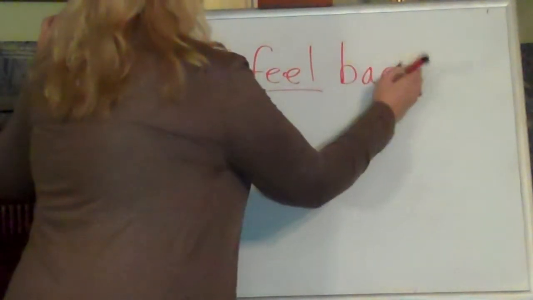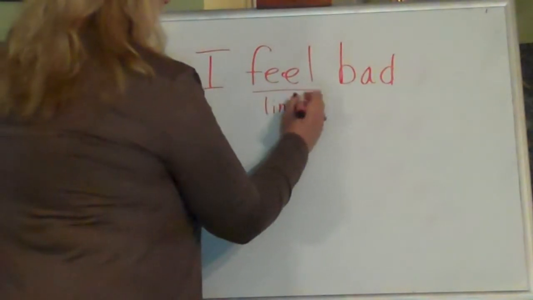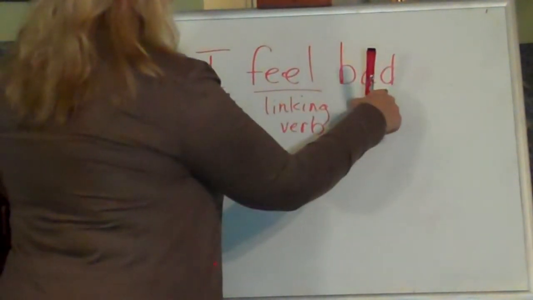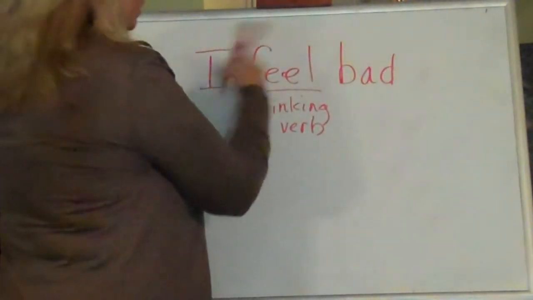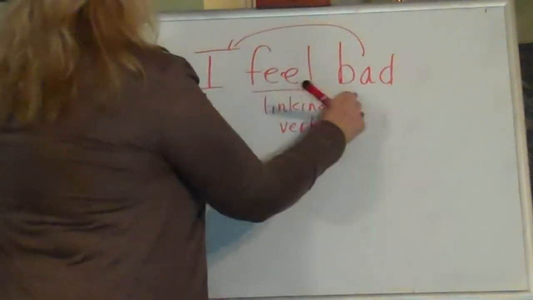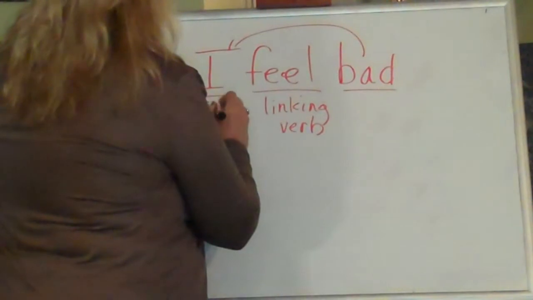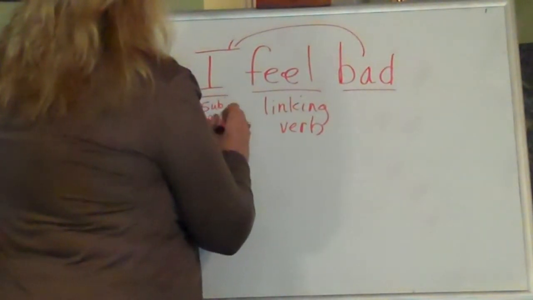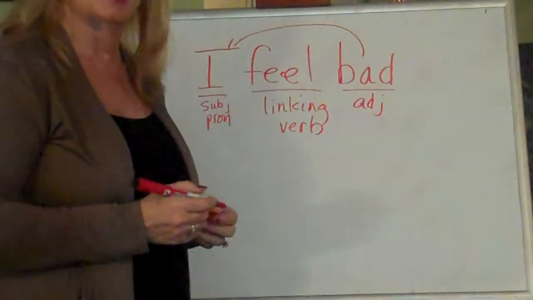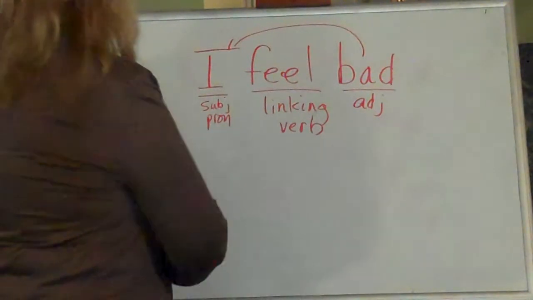So here's the key. When you have a linking verb, you will never have an adverb coming after it to modify this, because adverbs don't modify pronouns, right? So bad is being linked back to I, which is our subject and our pronoun. Okay? And it's an adjective, so it's appropriate. So you don't want to ever say I feel badly, okay, because it's not correct. Okay?